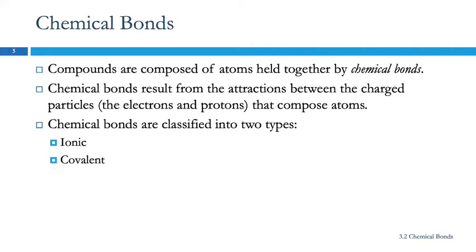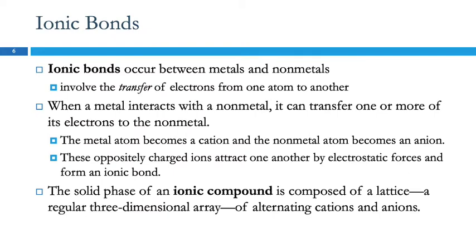The two categories that we will look at are ionic bonds and covalent bonds. Ionic bonds are going to be between a metal element and one or more non-metal elements. These involve the transfer of electrons from one atom to another. So when a metal interacts with a non-metal, it transfers one or more of its electrons to the non-metal.